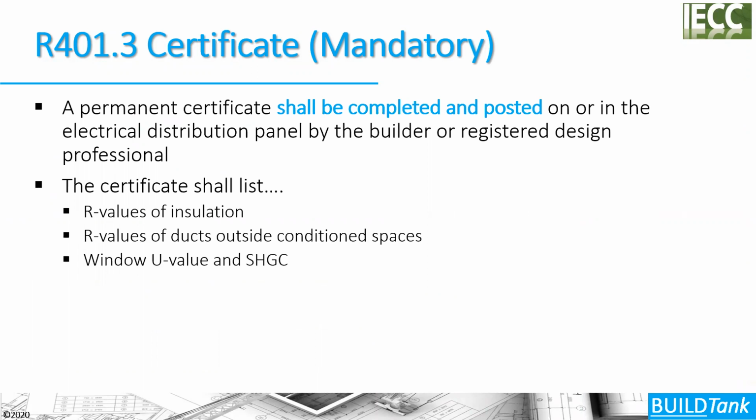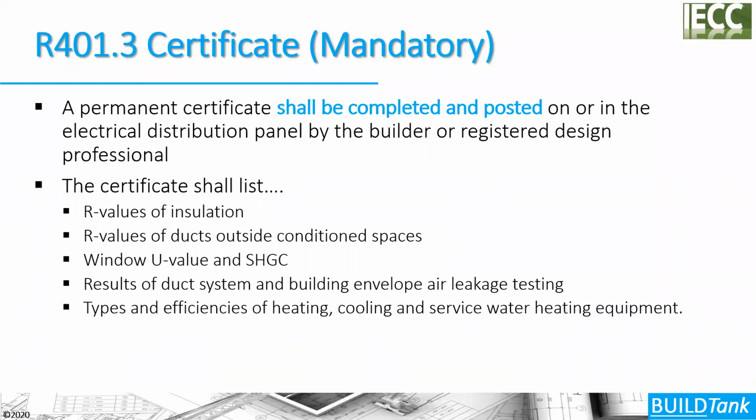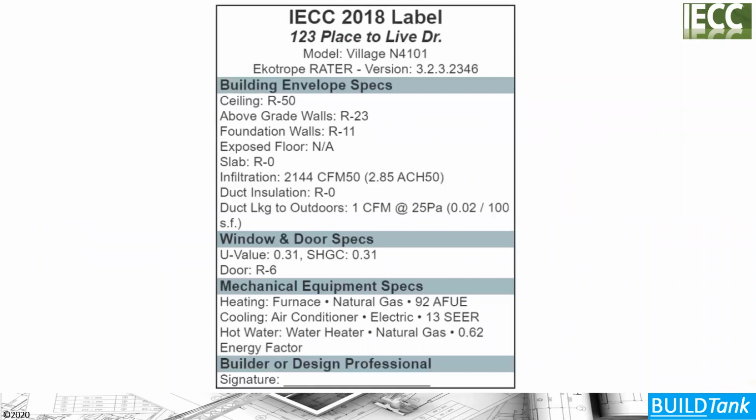This certificate also labels out the R values and U values, but it also is looking for the types of equipment, mechanical equipment in the house, and this certificate looks like this. It reports the R values, it reports the window U values, it reports the mechanical equipment, and it reports the results of the test.